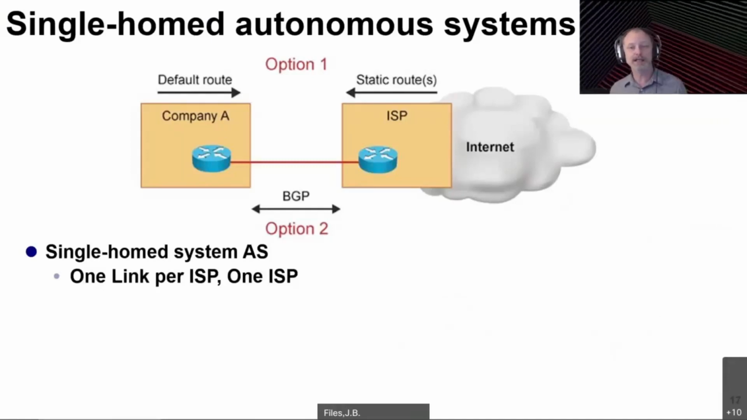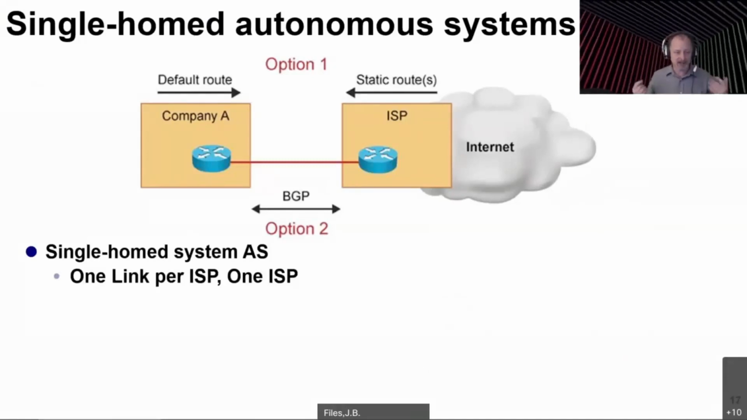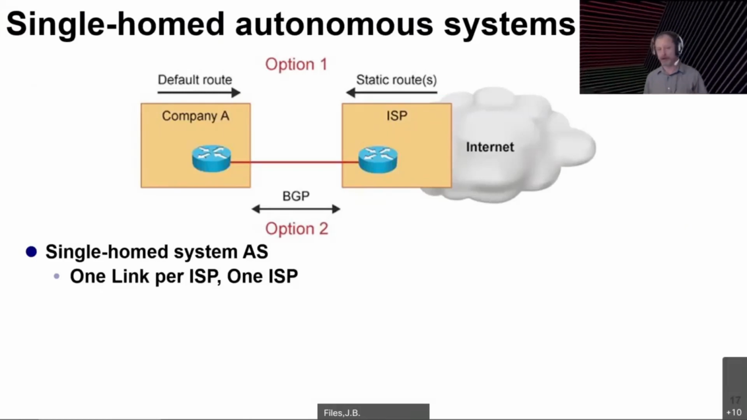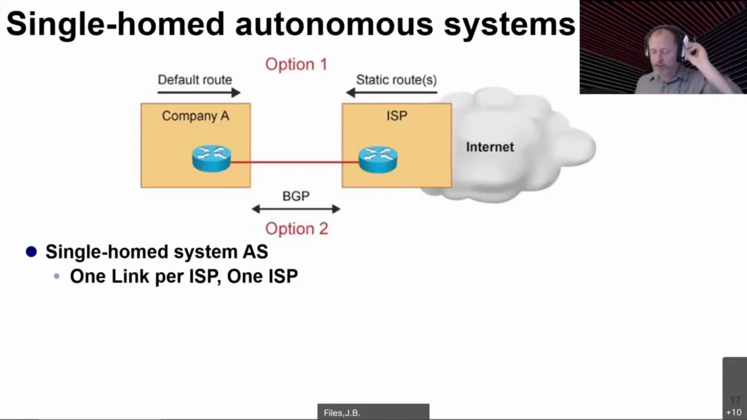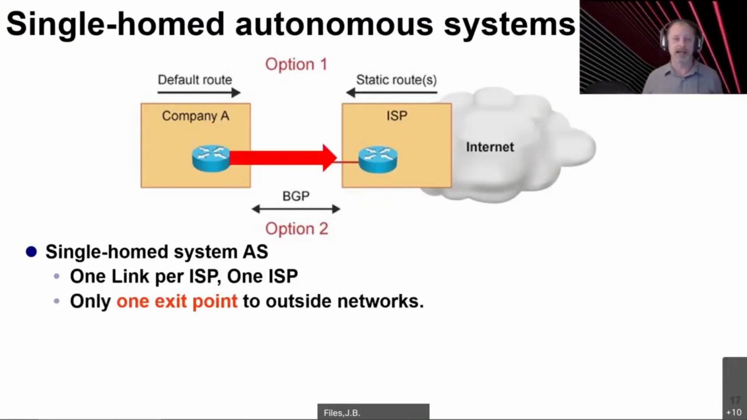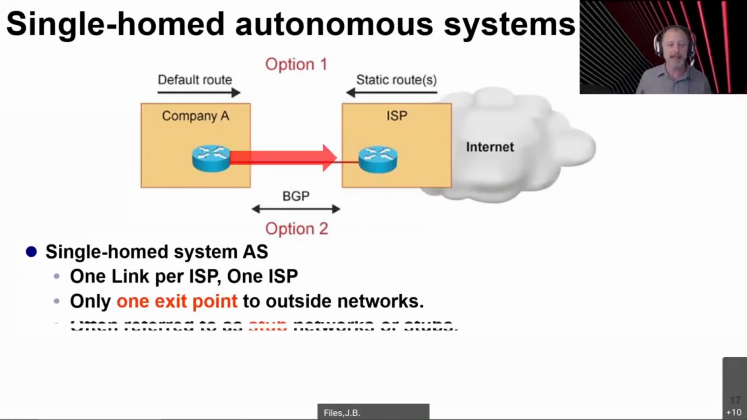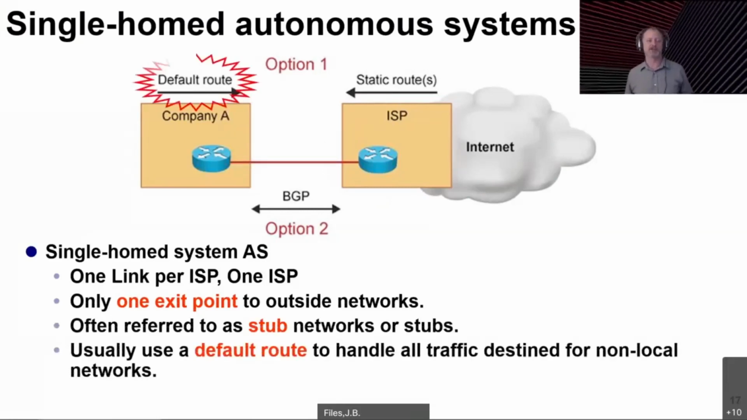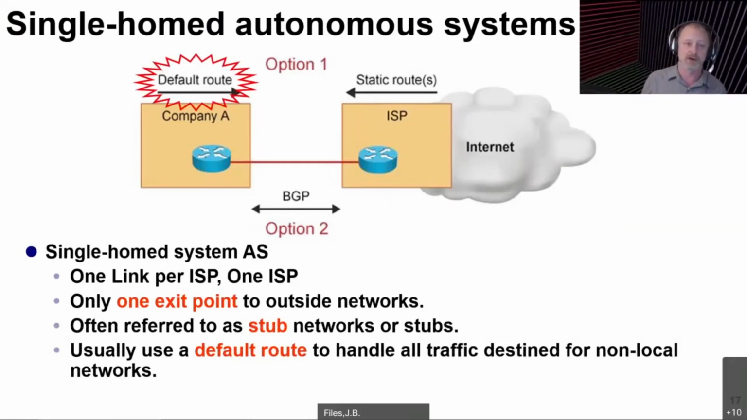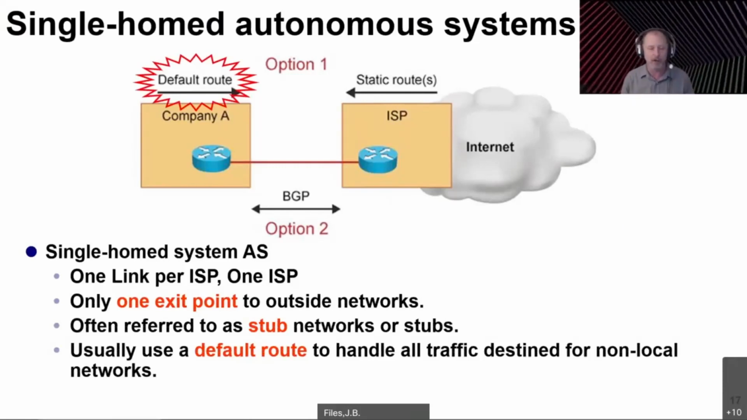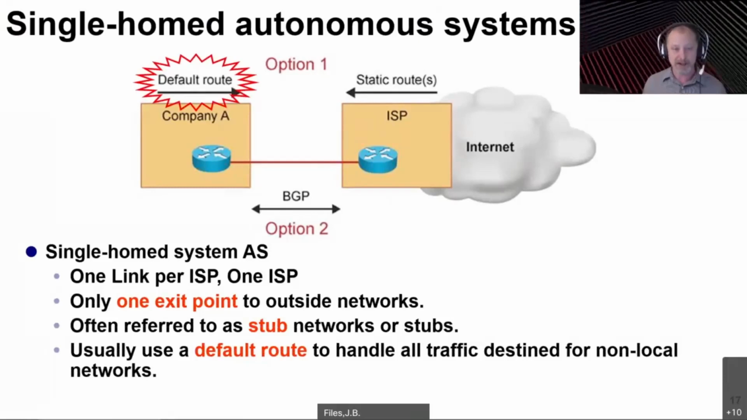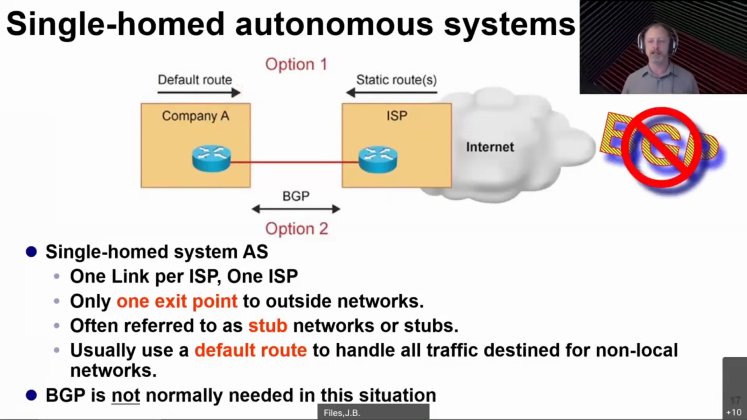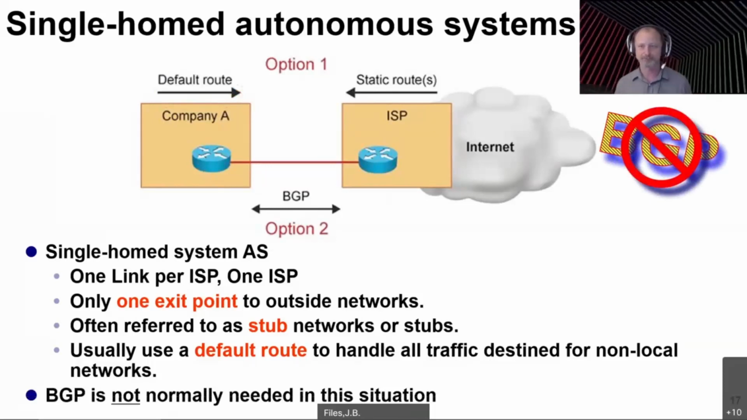The first one is a single homed autonomous system: one link per ISP, one ISP, one exit point to the outside network. So we're basically a stub network, right? All we're really going to do is have a default route to the rest of the world. The ISP will have a static route to us, and we are definitely not going to need BGP in this case.